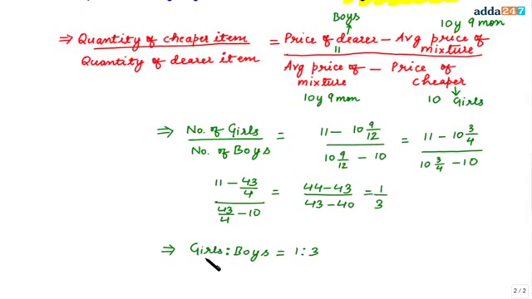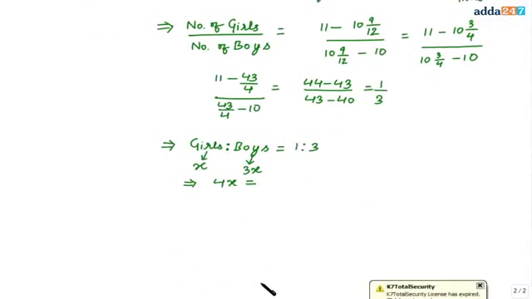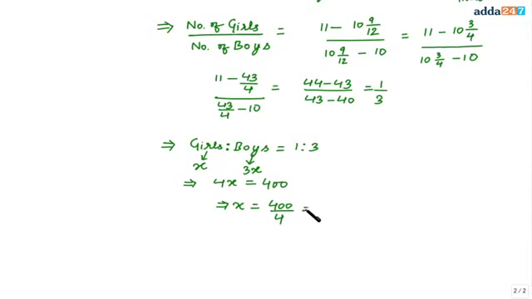So what this means is that if we say that number of girls is x, the number of boys will be 3x, and the total, that means x plus 3x, 4x, will be equal to the total number of students. And total number of students is given as 400. So this implies x is equal to 400 by 4, that is equal to 100. So 100 is the number of girls in the group.